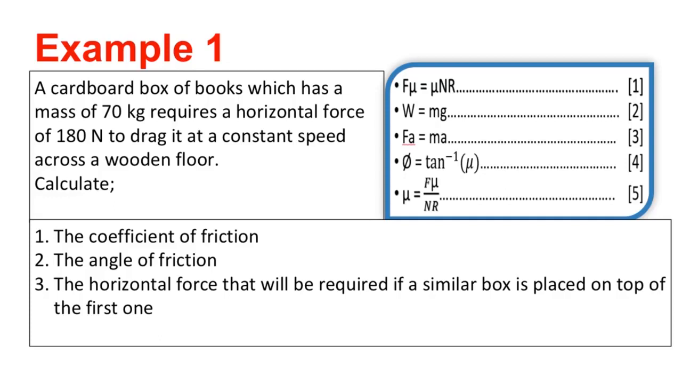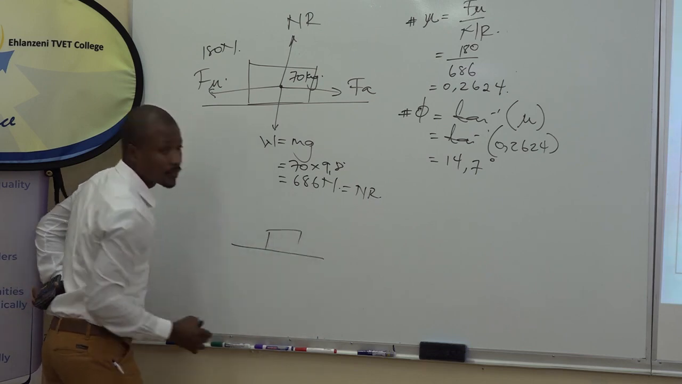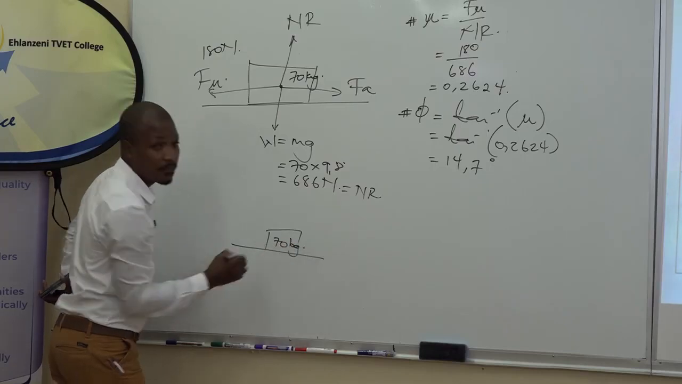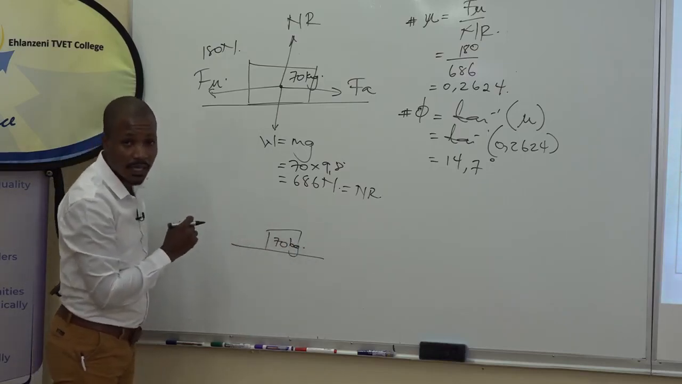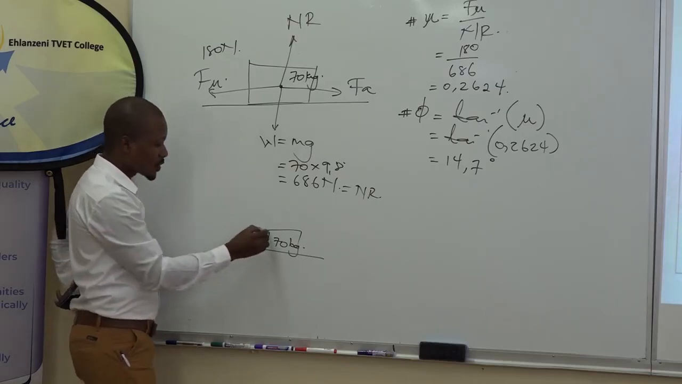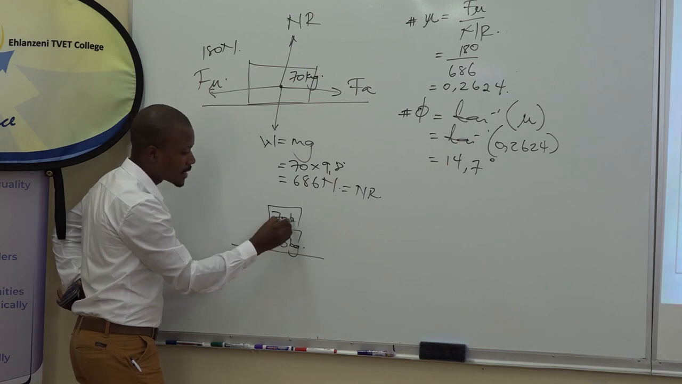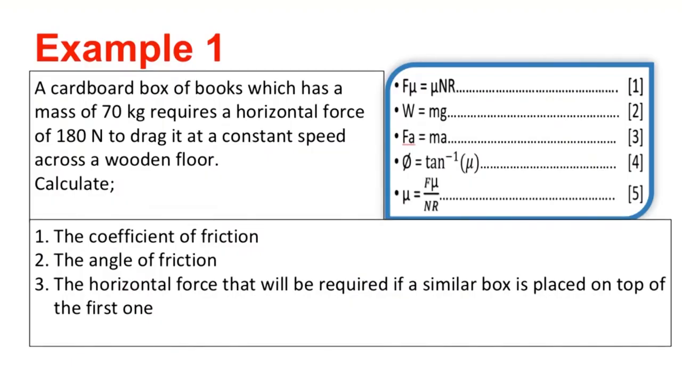What does this mean? It means that originally we had one box which has what? A weight of or a mass of 70 kg. They say a similar box is placed on top of this one. This means that another box similar to this one, meaning it has the same mass, is placed on top of that particular box. Now they want you to calculate the horizontal force which is required.